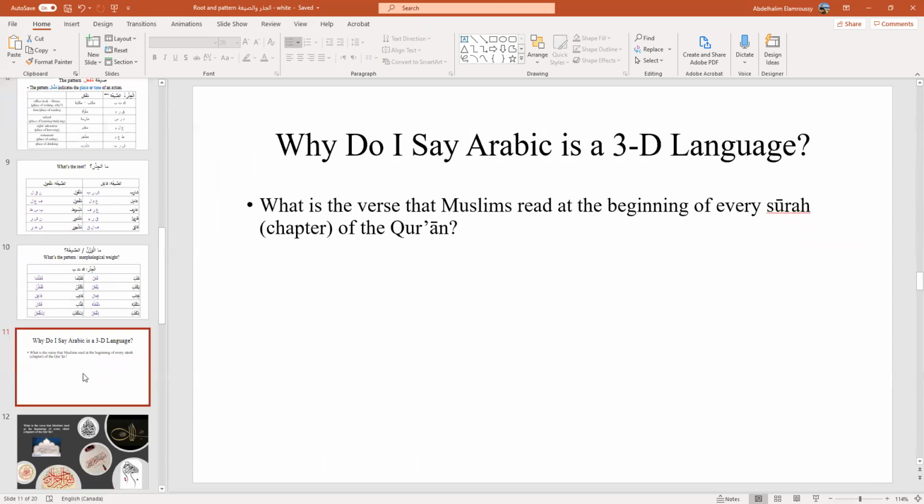So why do I say that Arabic is a 3D language? Let me give you a classic example. Let me ask you the easy question first, and I'm sure many of you in class will know it. What is the verse that Muslims read at the beginning of every surah, which means chapter of the Quran? So what's the answer for that? It's Bismillahir Rahmanir Rahim.